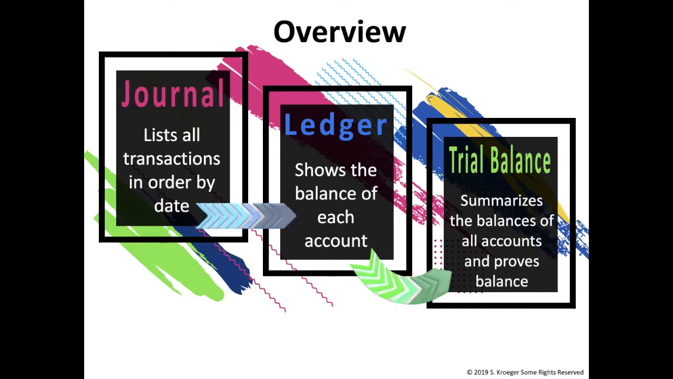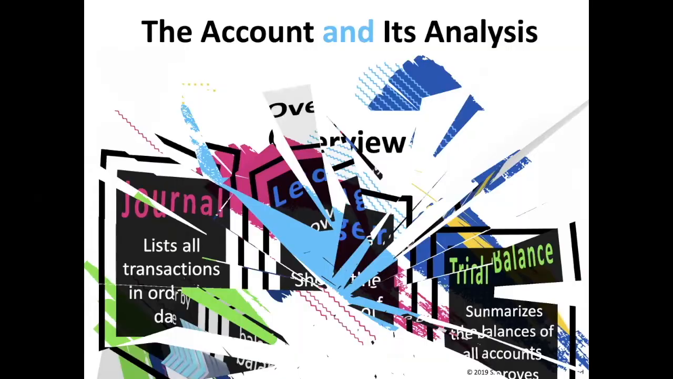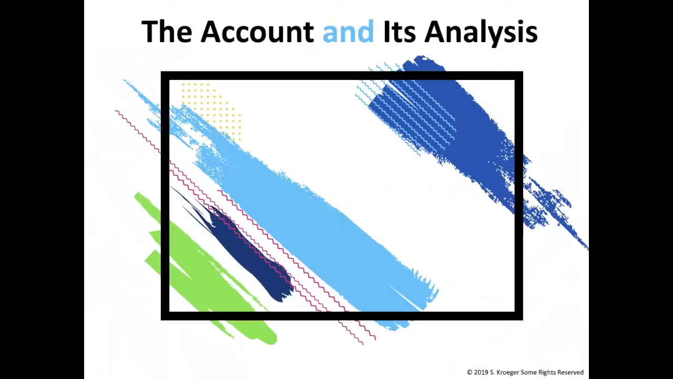The trial balance totals the balances of all accounts. Debits must equal credits, so we will know if we made a mistake or if we are on the right track. Let's talk about the individual accounts first.